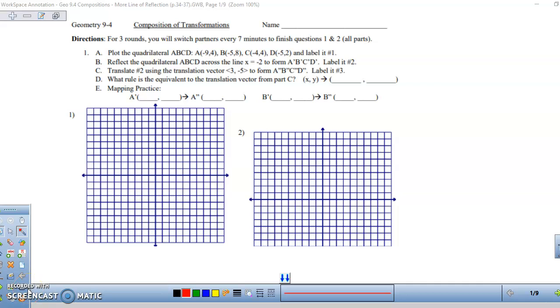Hello. So we are going to do a composition of transformations. All that means is that we're going to do several transformations in a row, and they might be different types as we go. So first of all, this particular worksheet, when we do it in normal class, we do it as a little partner activity, which is kind of fun. Obviously, we can't do that here.